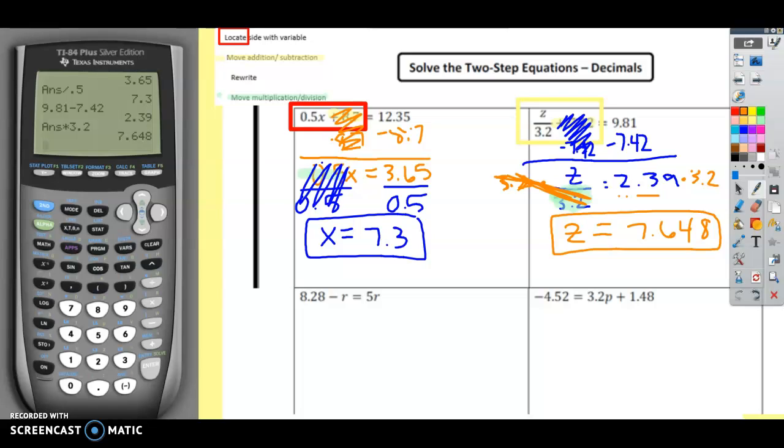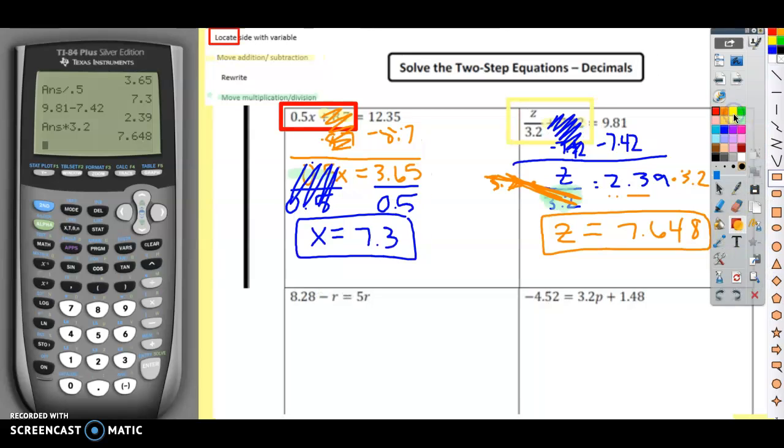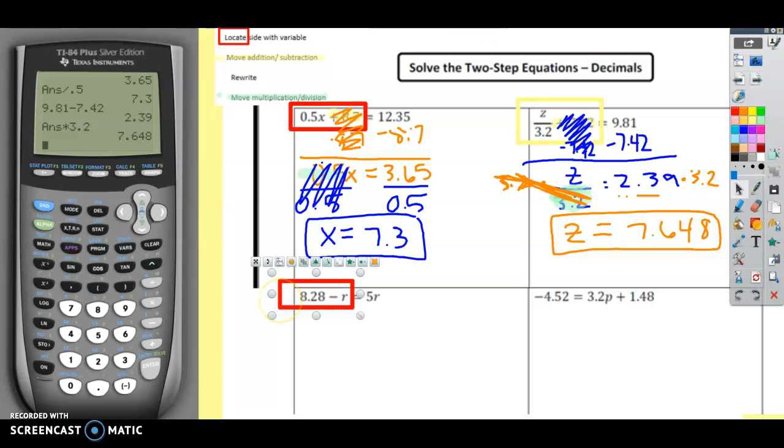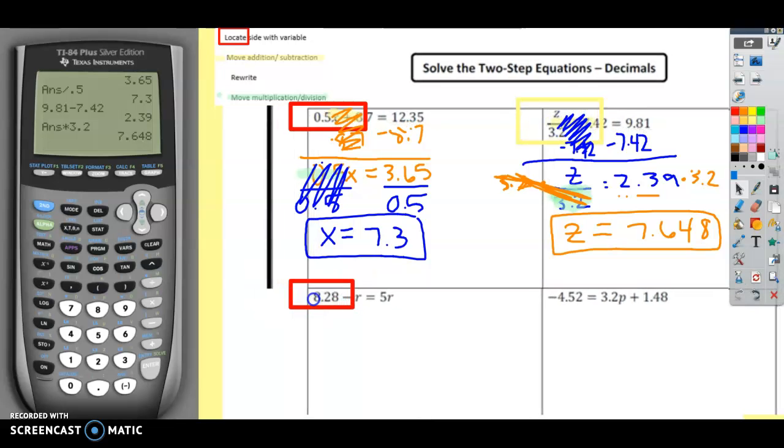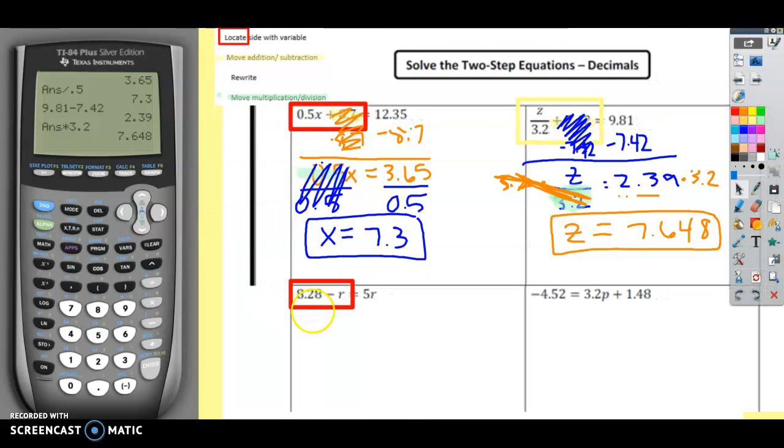All right, so if we focus in on the side with the variable, that's always step one, right? Here's the side with your variable. Now guys, this actually still is a two-step equation. When you initially look at it, you might not think that because you only see one number with the variable. Because it's a subtraction of r, that would mean a negative r. So if I focus in on just the r, it's a negative r.